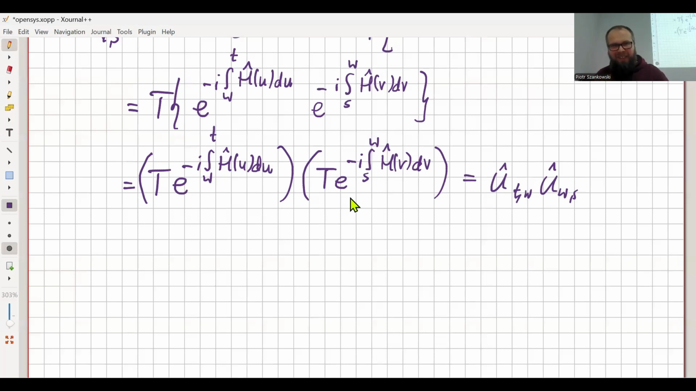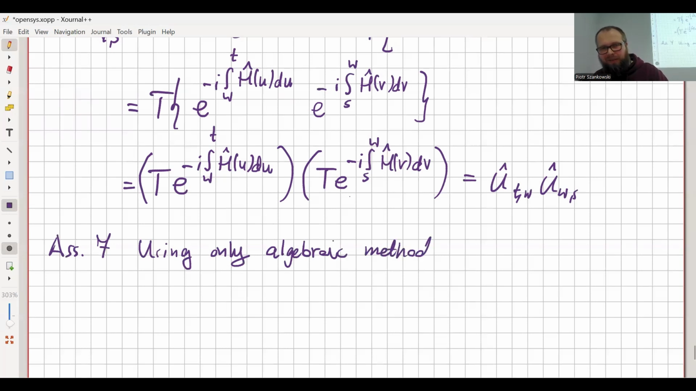Okay, so we jump into the assignment number, where is it? 7. It's AS7. Using only algebraic methods, prove the composition rule.